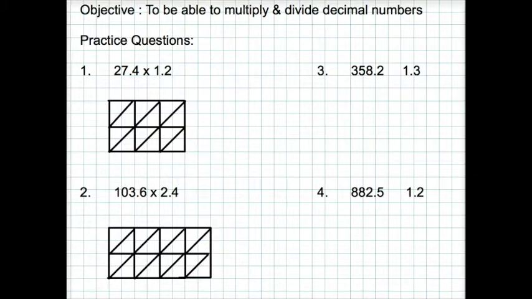Hi, welcome back. Let's now go through these together. Okay, question 1 and 2, these are both multiplication of decimals. I'm using this grid method. I like this because it makes it a lot easier, especially when you're multiplying with decimals.